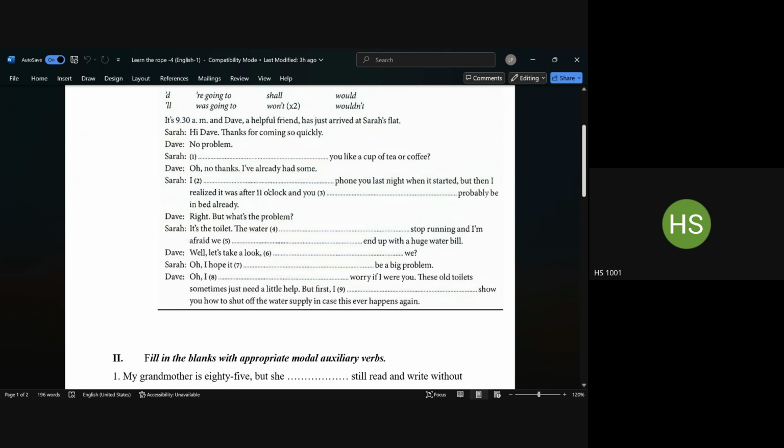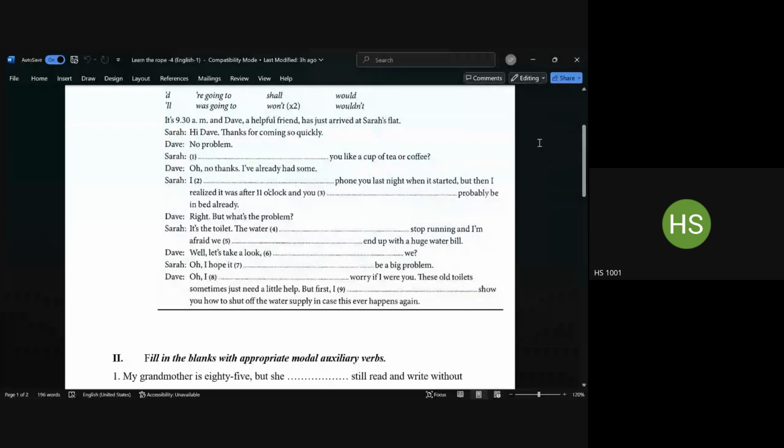So he's showing his intention to show the girl, Sarah, the process of how to shut the supply off, right? So it is used to mean an intention. This is not a promise or a threat. Will is used to show intention. I'll show you how to shut off the water supply in case this ever happens.